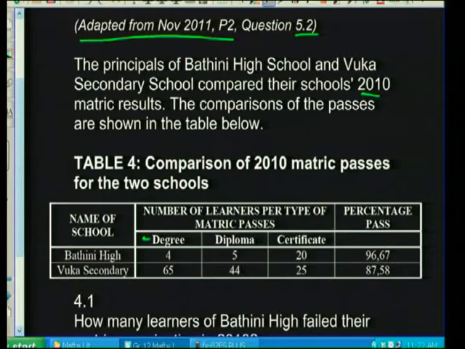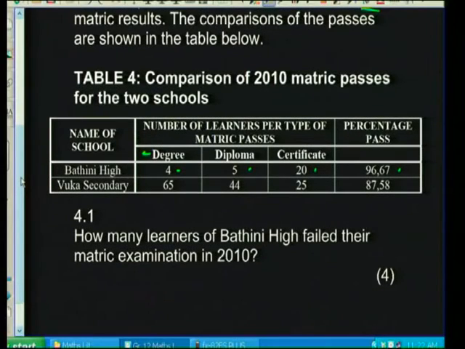Bethany High School has got degrees. We've got 4 degrees, diplomas 5, certificate 20, and a pass rate of 96.67, compared to Vuka, who had 65 with degrees, 44 with diplomas, 25 with certificates, and 87.58% pass rate. Now the question says, how many learners of Bethany High School failed their matric exams in 2010?